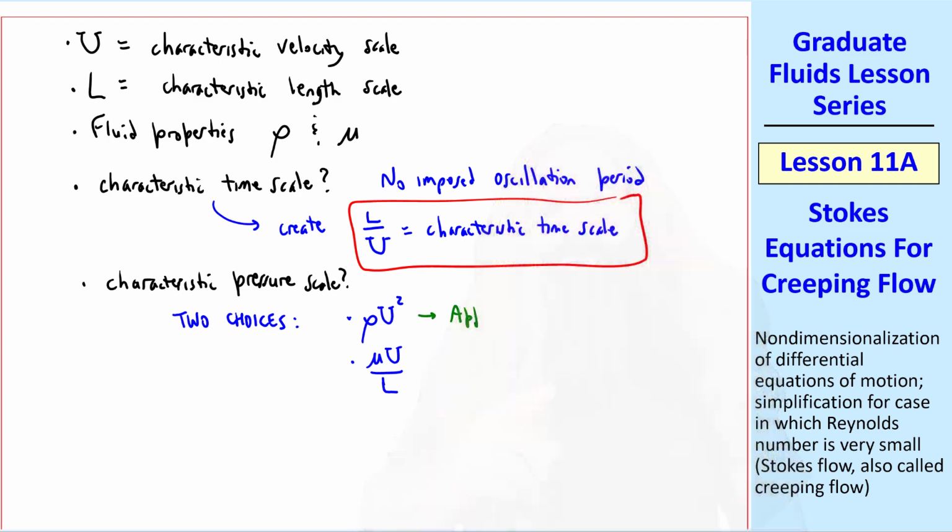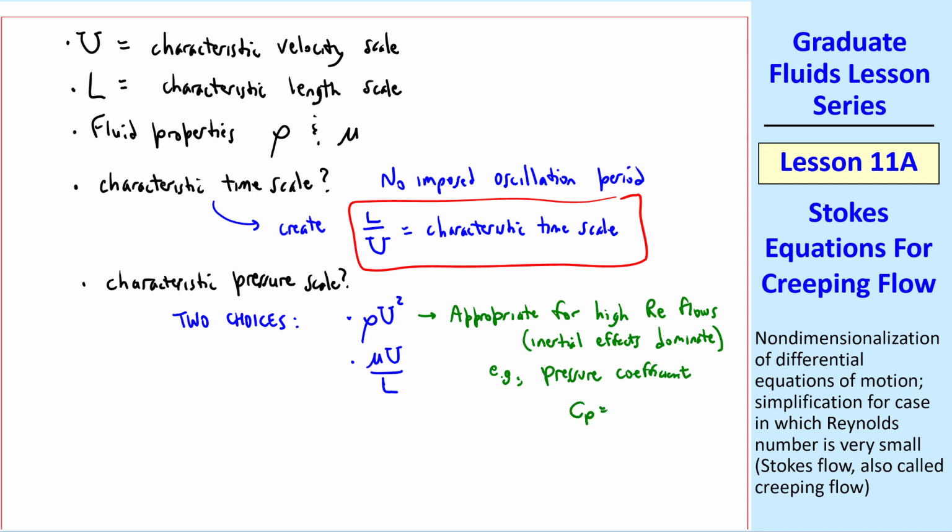The first one is appropriate for high Reynolds number flows, where inertial effects dominate the flow, and viscous effects are not as important except near the wall. For example, for flows we generally define a pressure coefficient as Cp equal delta P over 1/2 rho u squared. And in our beloved Bernoulli equation, we see a 1/2 rho u squared term with dimensions of pressure.